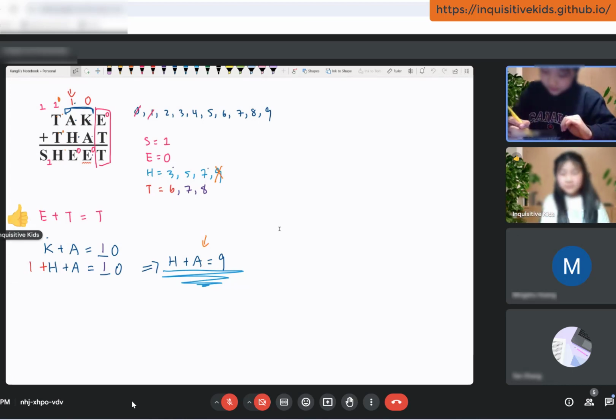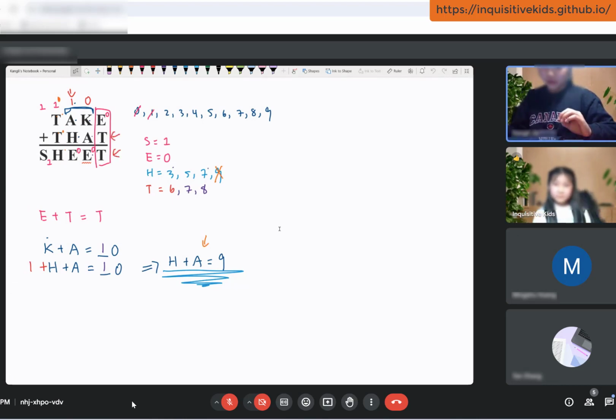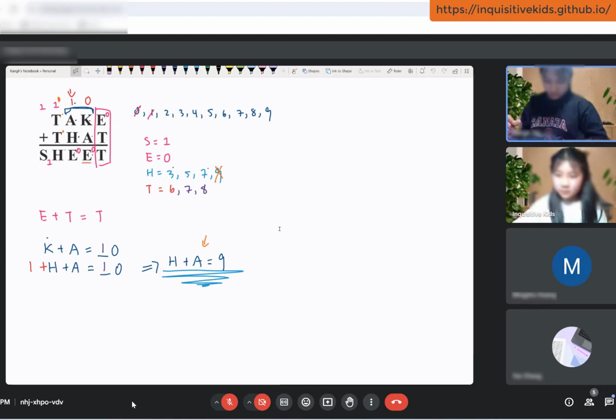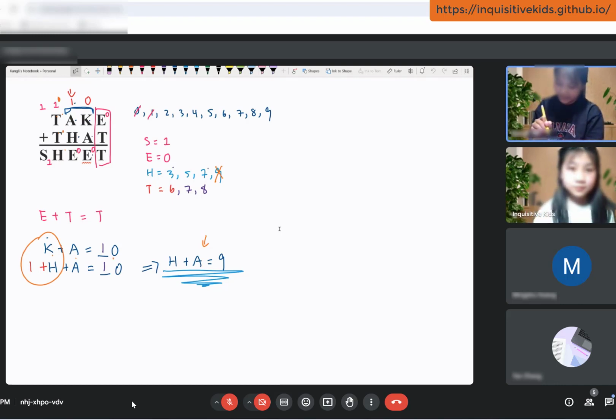And then t is also shown here in the ones place. So we can, oh wait, never mind. And then we know that e must equal 0, and k is always going to be 1 more than h. You see here how we have k plus a equals 10 and then 1 plus h plus a equals 10? It must mean that k and 1 plus h have the same value. So k is always 1 more than h.